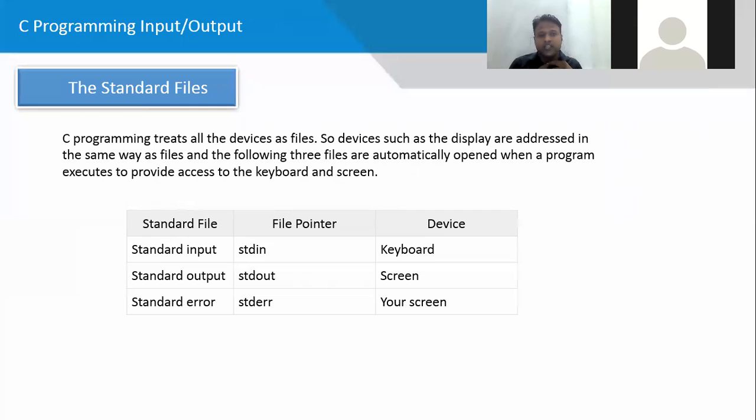The C programming language treats all devices as files. So devices such as the display are addressed in the same way. We're using stdin for keyboard input. For taking the keyboard input we're using stdin, and stdout is used to display the screen output.